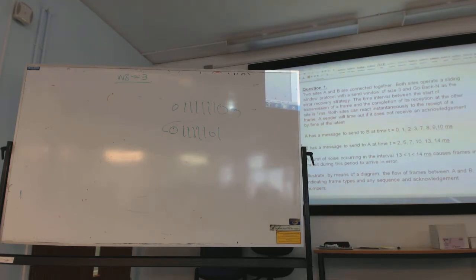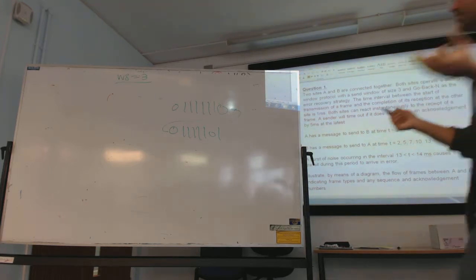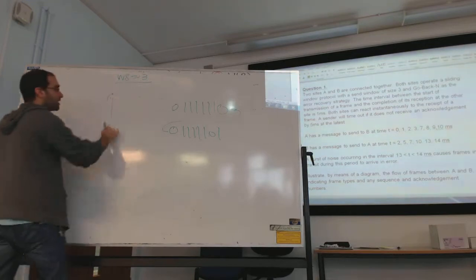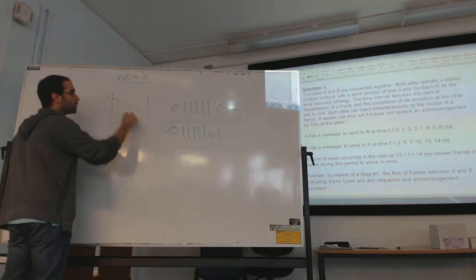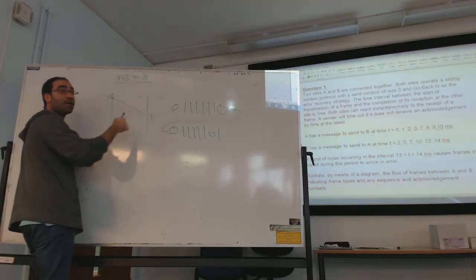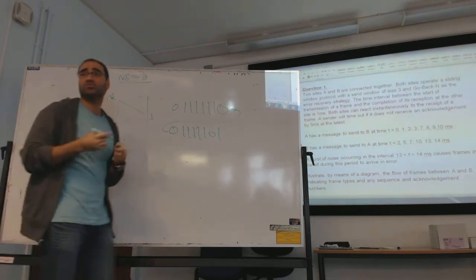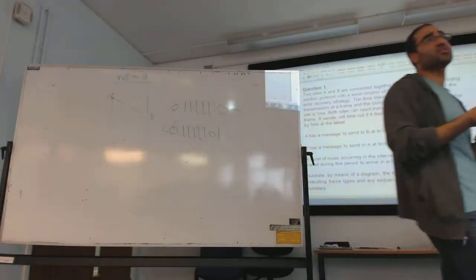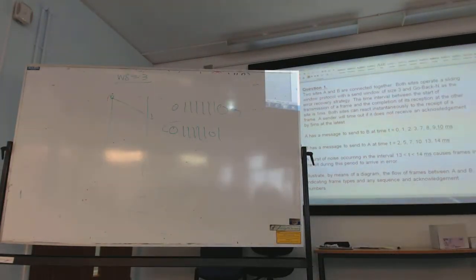The time interval between the start of the transmission of a frame and the completion of the reception at the other side is 1 millisecond. That means if I'm sending a frame at 0 milliseconds, it arrives at 1 millisecond. So it requires 1 millisecond to arrive at the destination. Which we did identical to what we did in the tutorials. Both sides can react instantly, i.e. they are both full duplex.